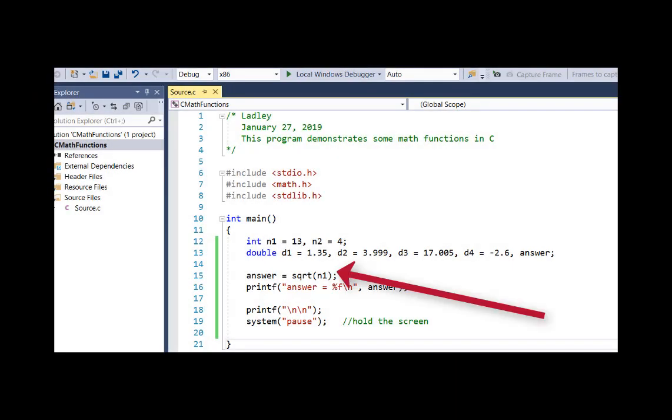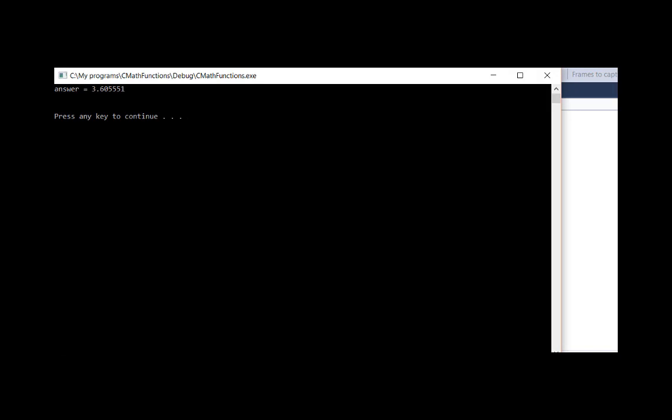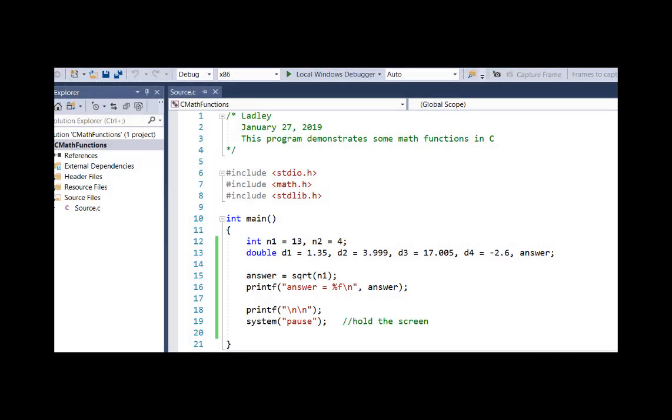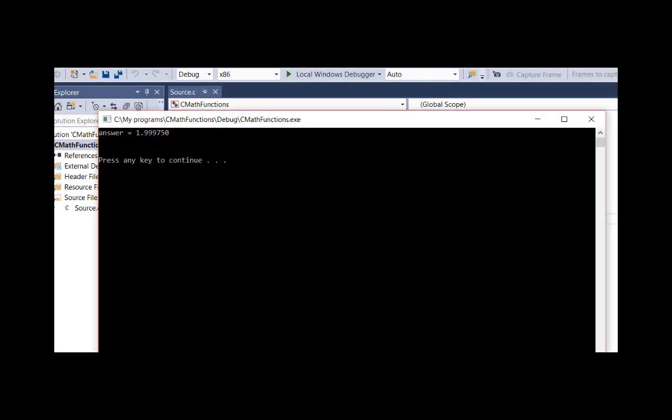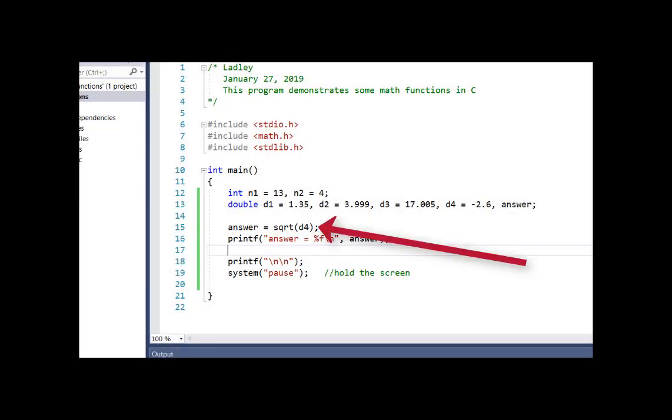Using in1, an integer, as an argument, take the square root and print it. In other words, if we multiply the result, that 3.6055 something, times itself, we would get 13. Now use D2 as an argument. As expected, the result is pretty close to 2 since D2 is close to 4.